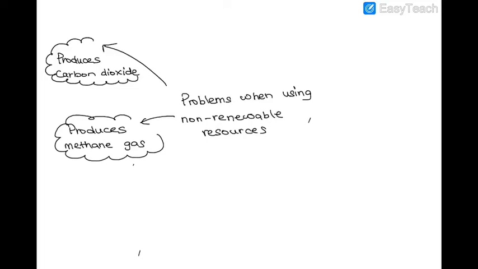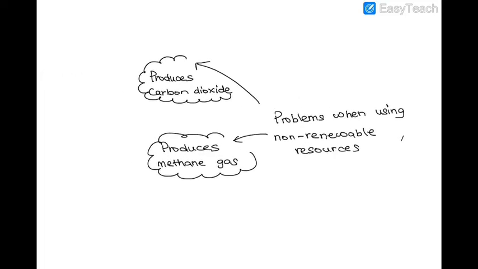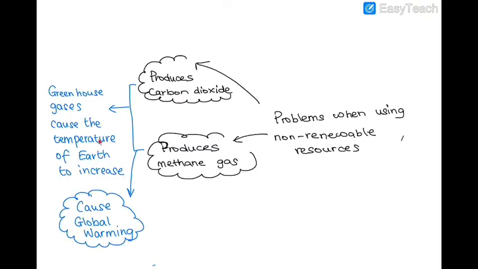Now, these two gases are very dangerous for the planet because they cause global warming. They are known as greenhouse gases, and these cause the warming up of the planet. When the temperature of the earth increases, this is what is called global warming. Now, global warming has lots of consequences. For example, it causes the melting of ice caps.